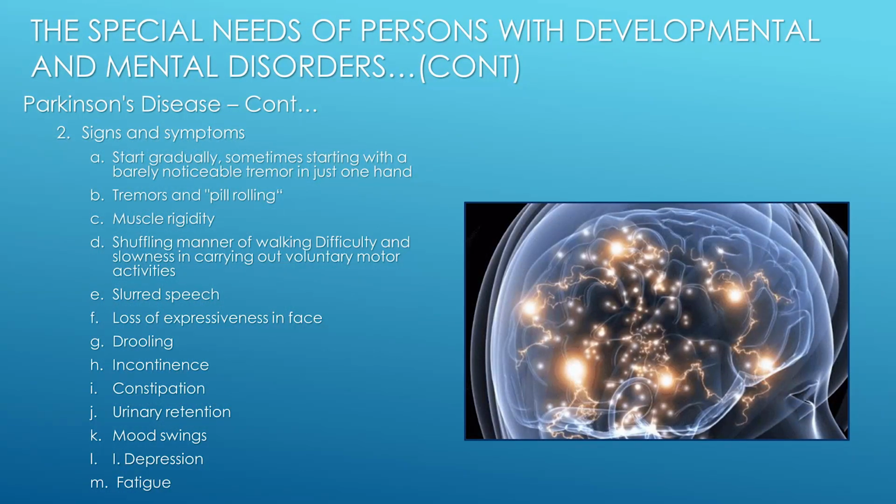Signs and symptoms. They start gradually, sometimes starting with a barely noticeable tremor in just one hand. Tremors and pill rolling. Muscle rigidity. A shuffling manner of walking. Difficulty and slowness in carrying out voluntary motor activities. Slurred speech. Loss of expressiveness in the face. Drooling. Incontinence. Constipation. Urinary retention. Mood swings. Depression, and fatigue.